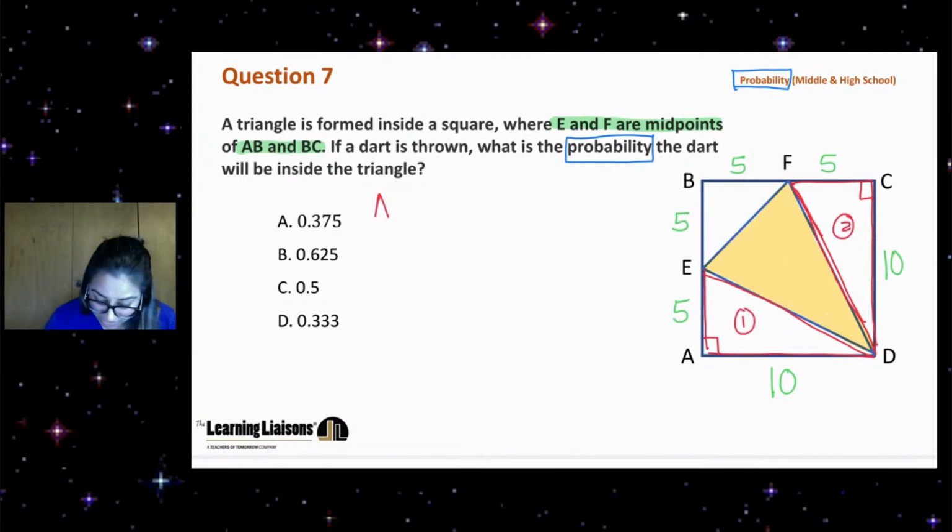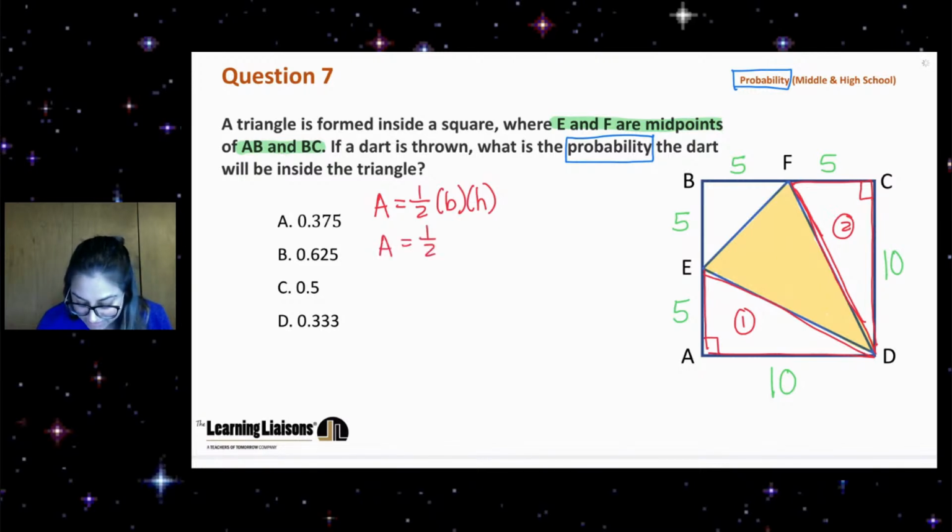The area of any triangle is going to be half times base times height. My base in this case is 10. It doesn't matter which triangle you're looking at. So I have A is equal to half times 10 times 5, which is my height. All right, let's go ahead and solve for this. I'm doing my half after. 5 times 10 is going to give me 50, and then half of 50 is 25.